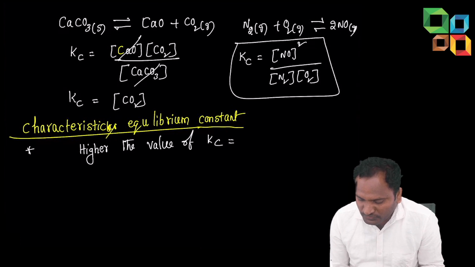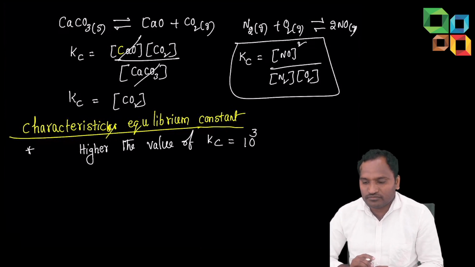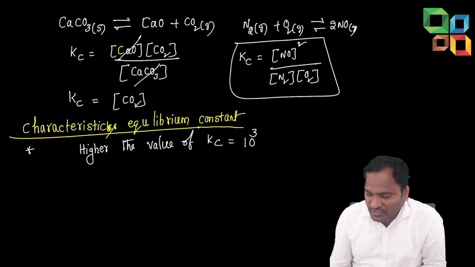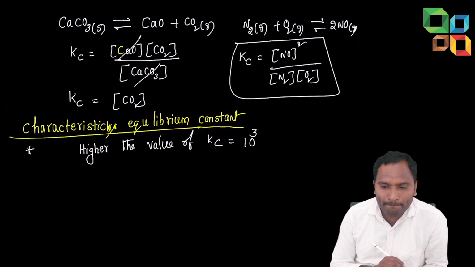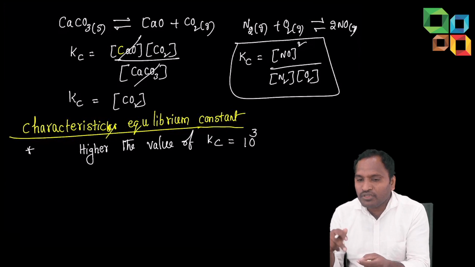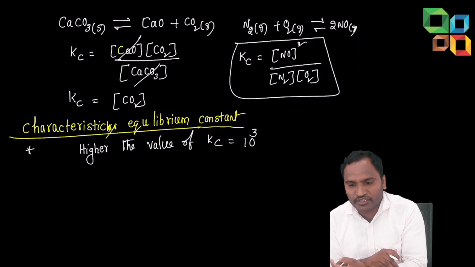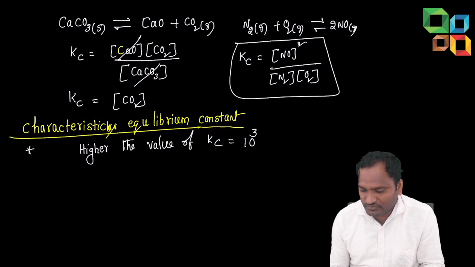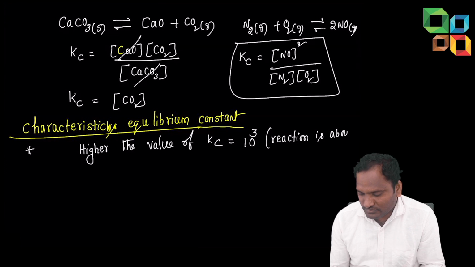Suppose I consider Kc as 10 power 3. It means the product concentration is 1000 times more than the reactant concentration, meaning a higher rate of formation of product. This reaction is almost going to completion. If the Kc value is too high, the reaction is going to finish. The forward reaction is more favorable. Kc will be maximum only when the concentration of products is high. The reaction is going to completion.